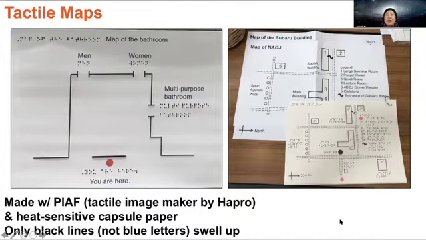To make the conference room and bathroom accessible for everybody, we developed the tactile maps using the PIAF tactile image maker manufactured by Hapro, a Polish company. When we copy the map on a heat-sensitive capsule paper and heat it with a PIAF machine, the black lines swell up. Look at the bathroom map on the left. The black lines and dots swell up, but the blue letters don't. Sighted people see the blue letters with the eyes, and visually impaired people read Braille by touching.